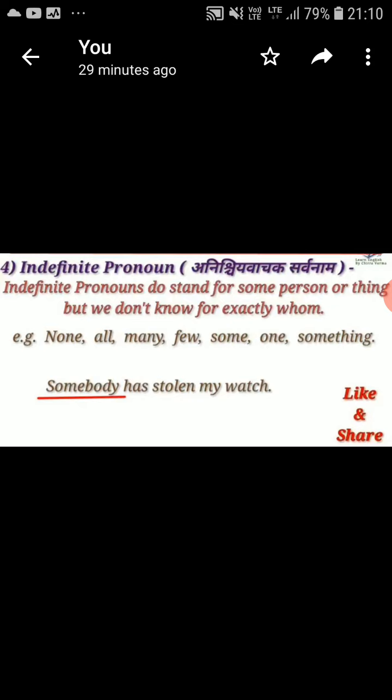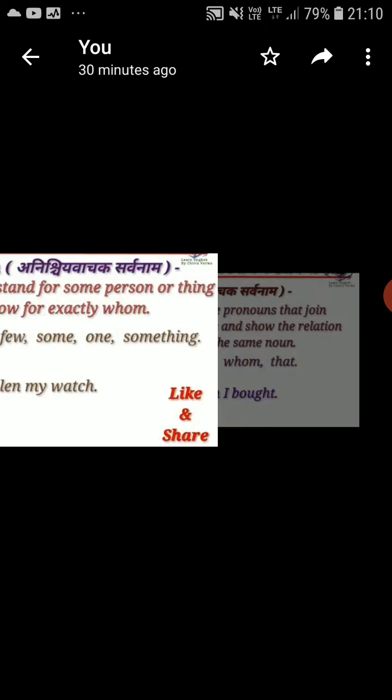Examples are given here. Sometimes the noun is known by everyone and sometimes the noun is not known by everyone. For example, when someone is standing at the door and anyone has to tell that there is someone at the door, how do you say that? At that time you have to say someone is standing at the door, someone is knocking at the door. So when the noun is not clear, we have to use the indefinite pronoun.